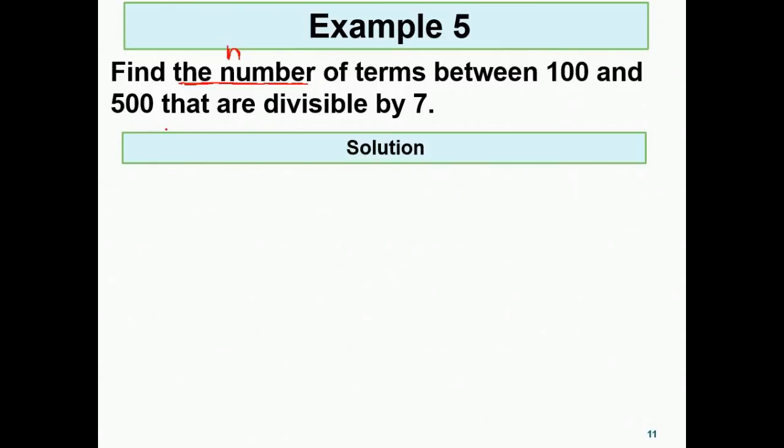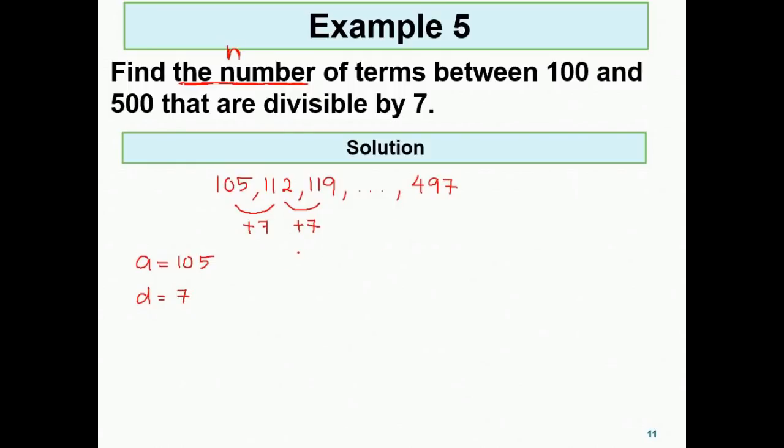So the first value that is divisible by 7 is 105. Second value is 112. The third value is 119. And the last value is 497. Clearly here, we can see that every number is increased by 7. So this is an arithmetic sequence with a equal to 105 and d equal to 7.